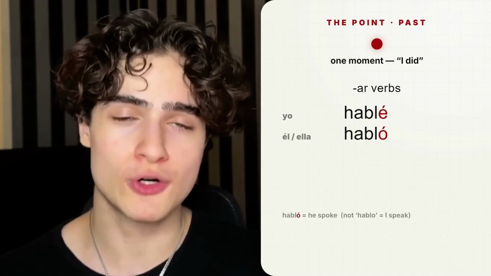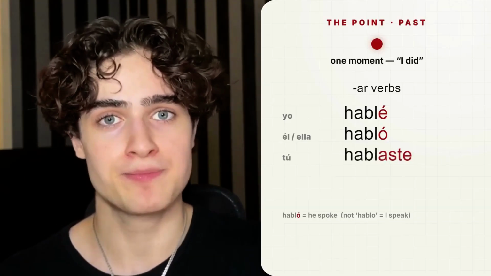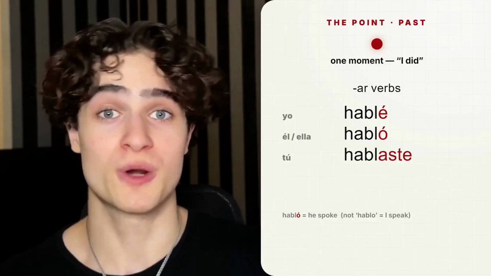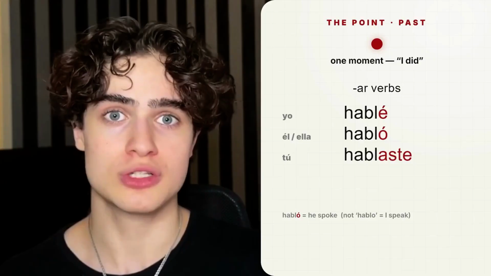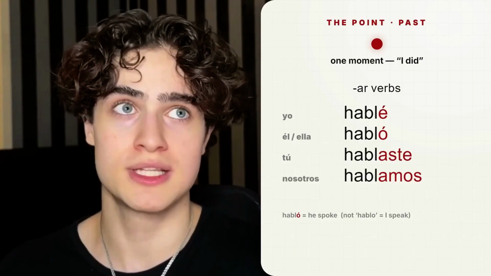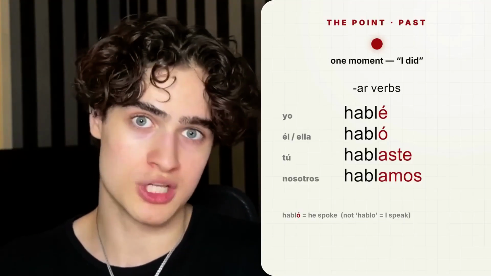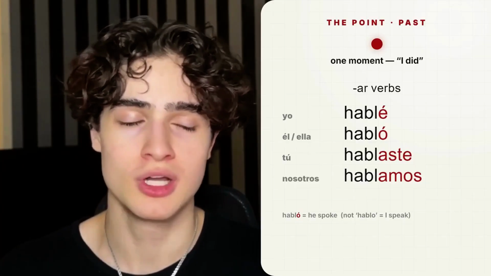Okay. Now for you informal, for the point in the past, for AR verbs, you take off the R and put aste. So hablaste or presentaste, etc. And then for we, it's amos. So you take off the R and put amos, and it's the same as the present tense. So hablamos means we speak or we are speaking, and also we spoke. Okay. And based on context, you'll know which one it is.